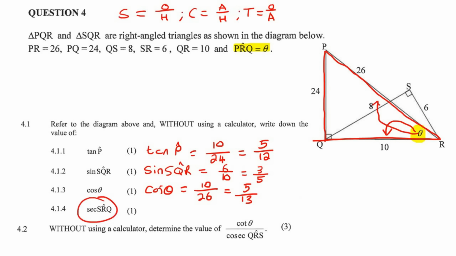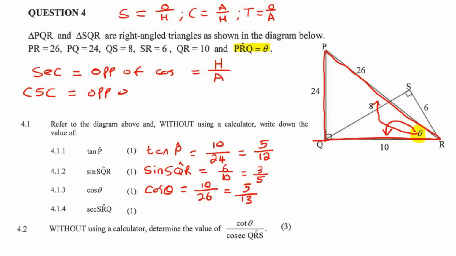Okay, now the next one is sec. So remember, I haven't actually written those down, but sec is the opposite of cos. So if you look at cos, it's adjacent over hypotenuse. So then sec is hypotenuse over adjacent. For a little bit of recap for you guys, cosec is the opposite of sin, and so that would be hypotenuse over the opposite. And then cot is the opposite of tan, and so that would be adjacent over the opposite. And so sec is the opposite of cos, which is hypotenuse over adjacent.